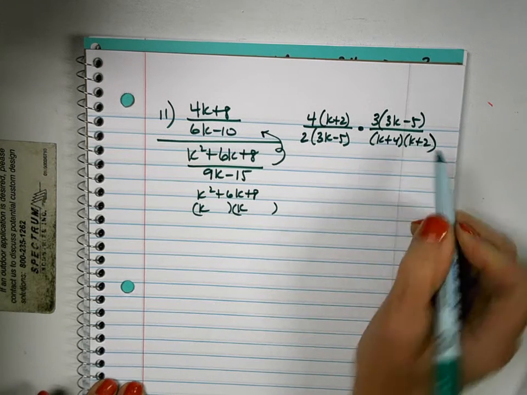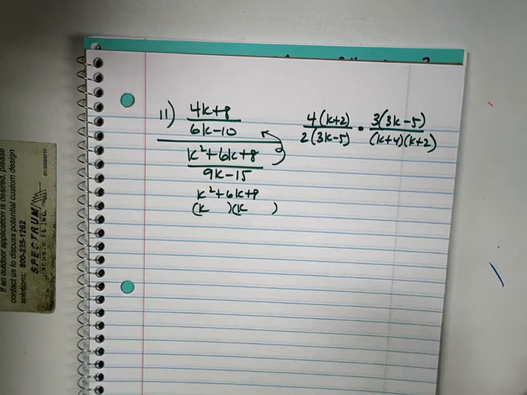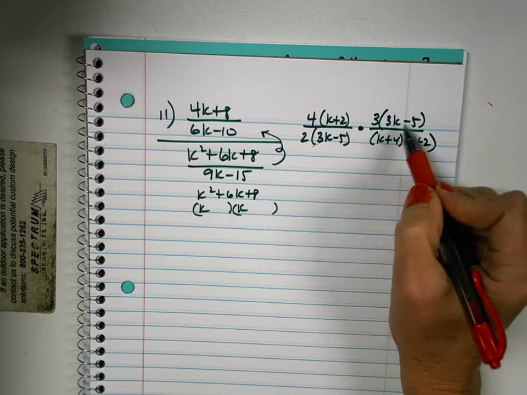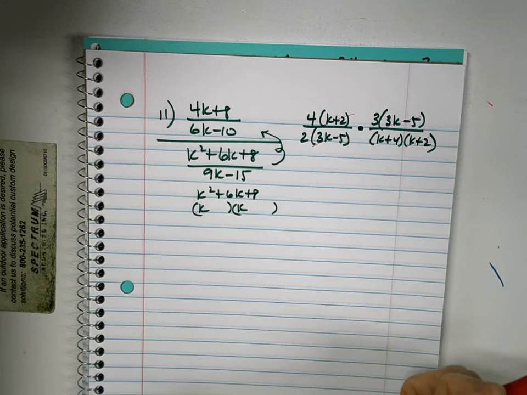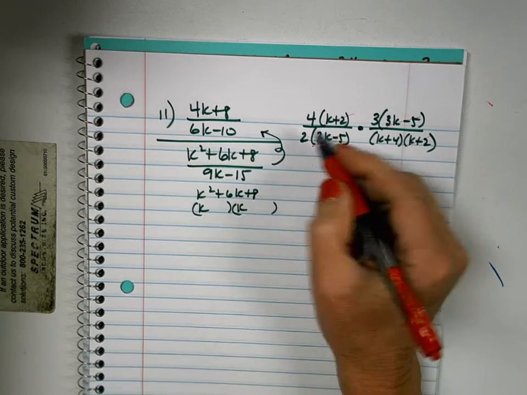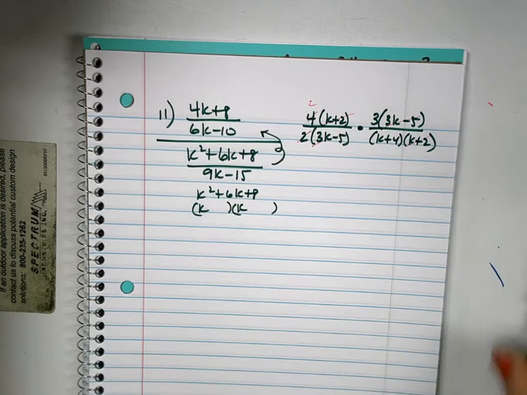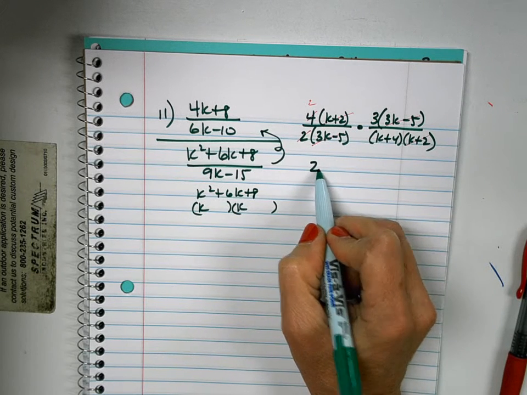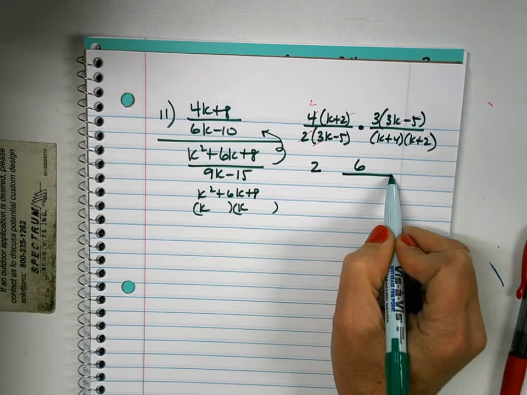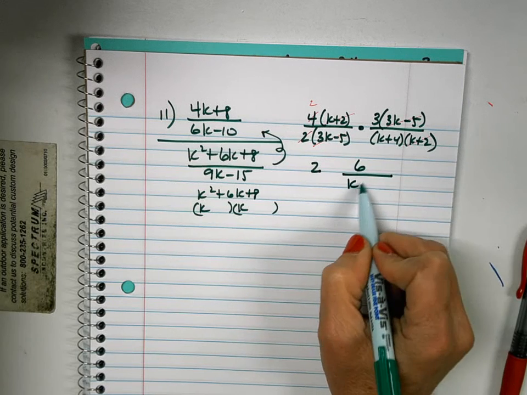Okay, so what can we reduce? 3k minus 5, the k plus 2. Anything else? 4 and 2, right? Okay, and that's just kind of keeping everything straight. So I'd have a 2. Oh, 2 times the 3. I should have had 6. I'm going to rewrite that. 6 over k plus 4 would be the answer.